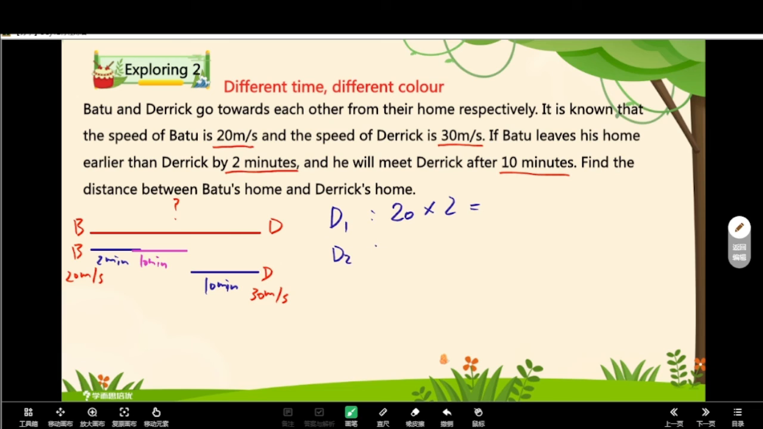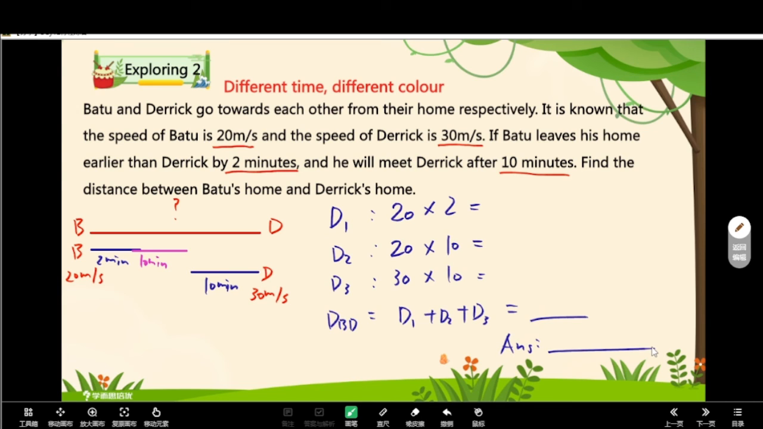How about the second distance? That is the purple one. Yes, the speed is also 20 meters per second and multiply the 10 minutes. So you can get the answer. And the third one is Derek's traveling for 10 minutes and the speed of Derek is 30 meters per second and 10 minutes, and then you can get the answer. Finally, you need to find the distance between Batu's home and Derek's home, so you need to add them up together to get your final answer and write down your answer at the end.